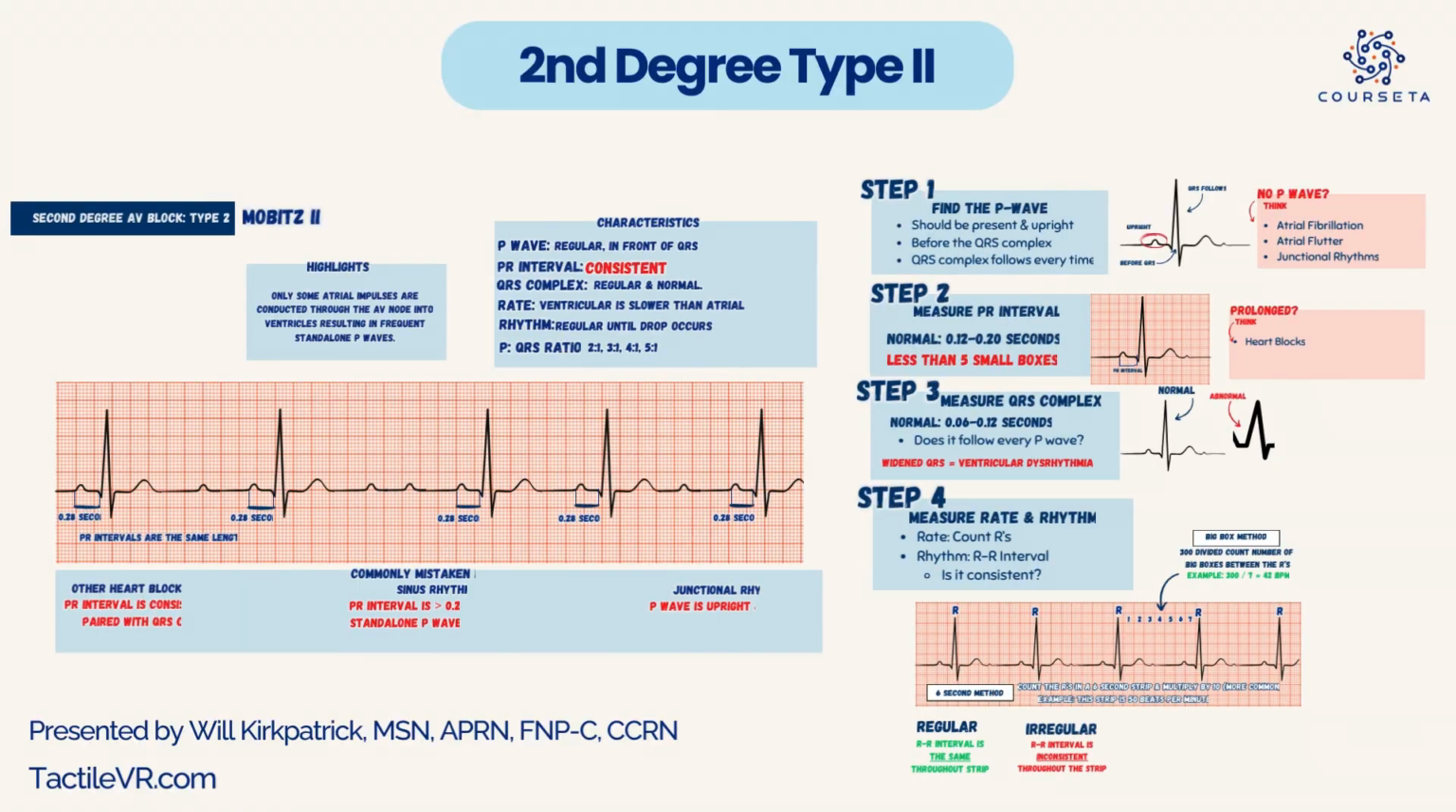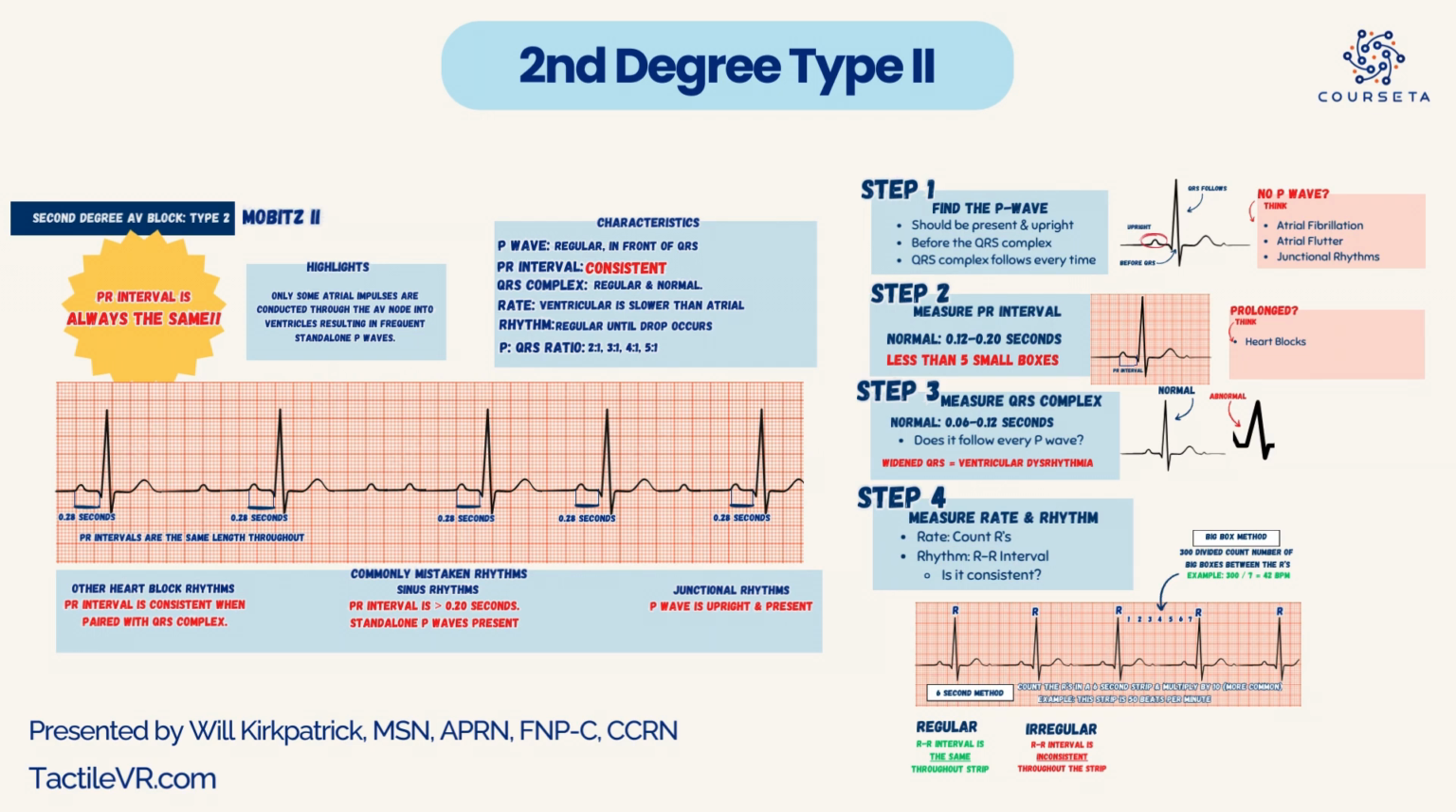All right, moving on to second degree block type 2. This is also called a Mobitz 2. What I want you guys to know is that a lot of people get confused between second degree type 2 versus third degree heart block. This is where people get really confusing when they try to teach this stuff. But please, literally only look at the PR interval. That is how you're going to know the difference. The biggest rule I can tell you with second degree type 2 heart block is that the PR interval is always the same. Don't look at anything else.